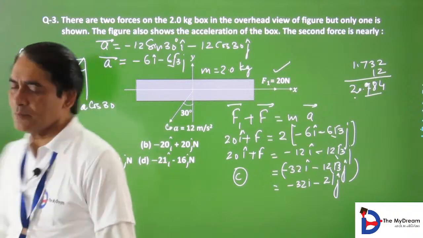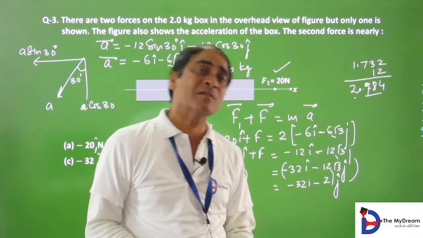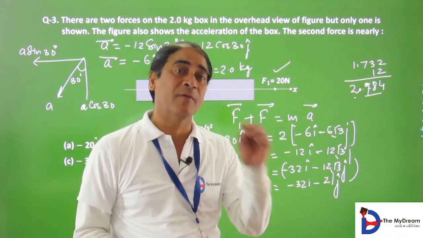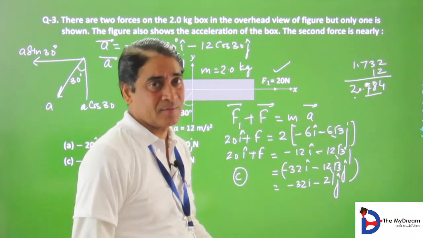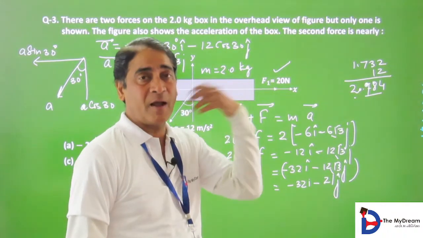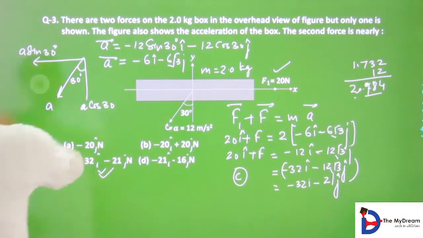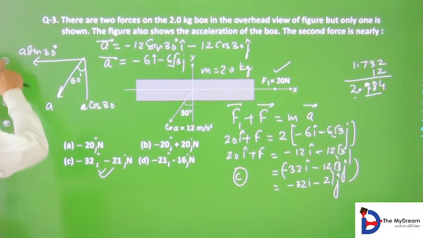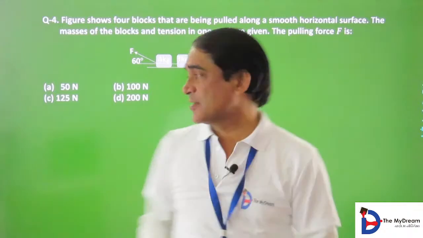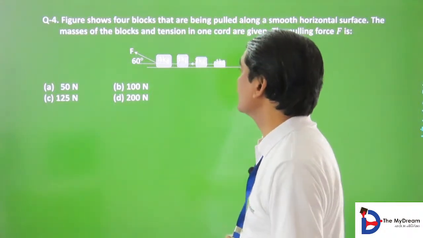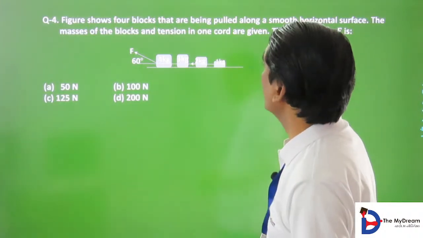Now, in this type of question, how can you solve it? First of all, you read the question very carefully. There are two forces acting on the x-axis. One of them is F1, another one is F2. So now the next question is: there are 4 blocks and you are applying a force on them.